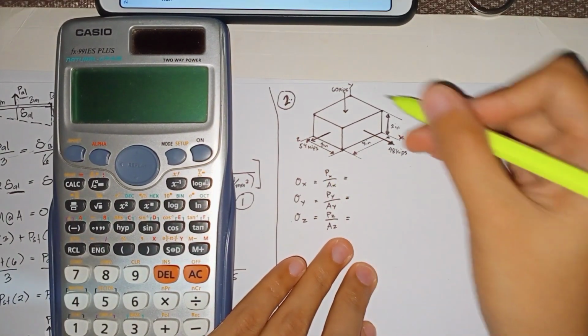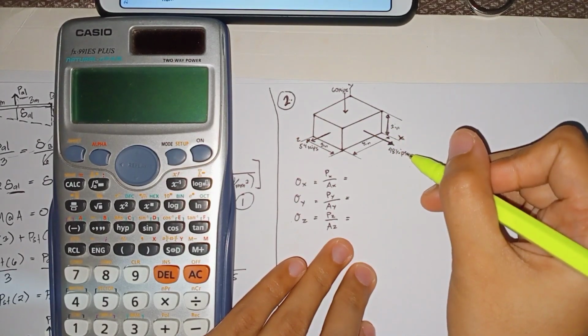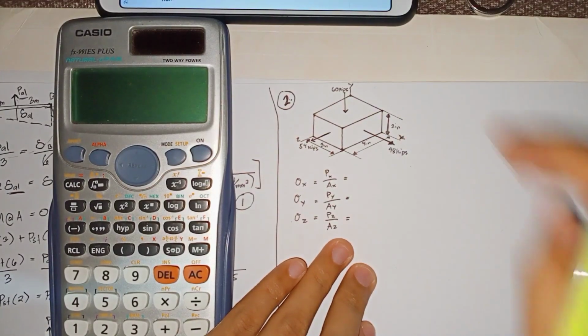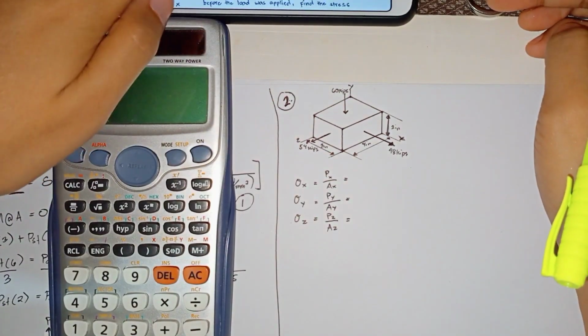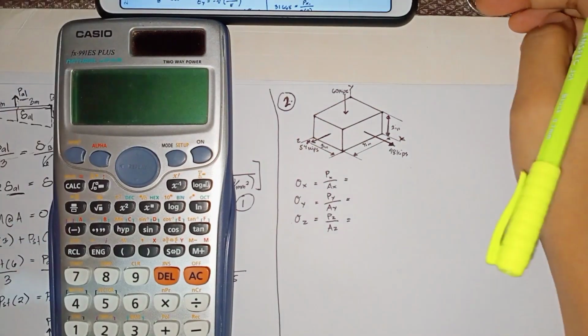So, ang P of X natin ngayon, so ito siya yung papunta kay X. So, that is 48 kips. 48 kips is equal to, kung yan siya is, ang tawag dyan.